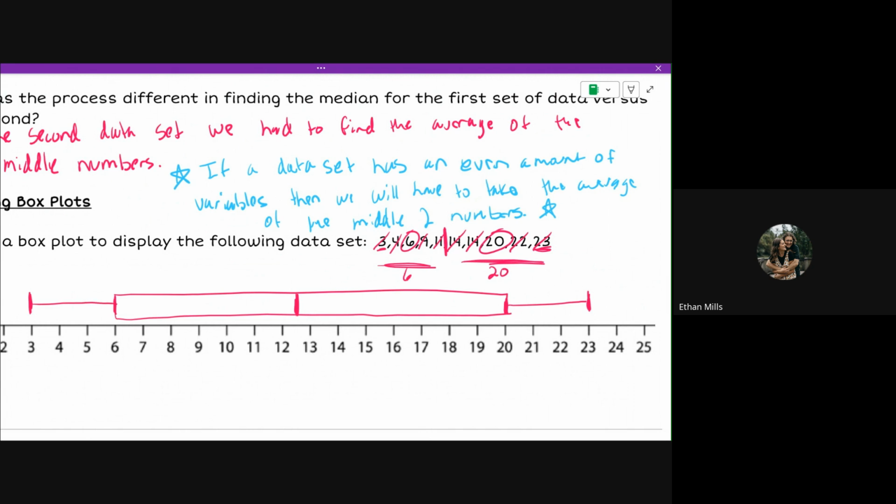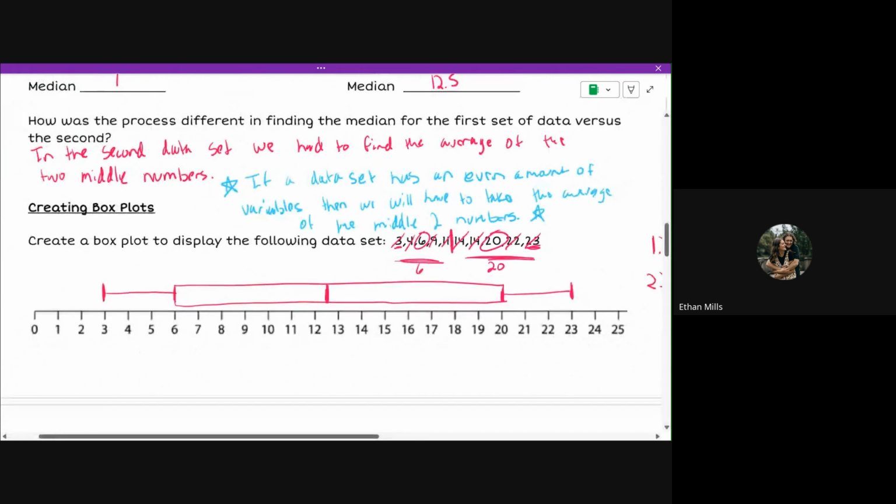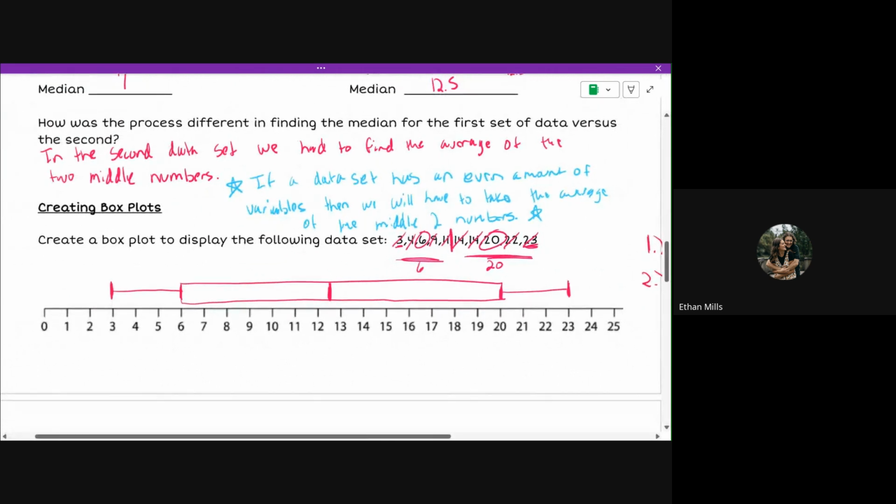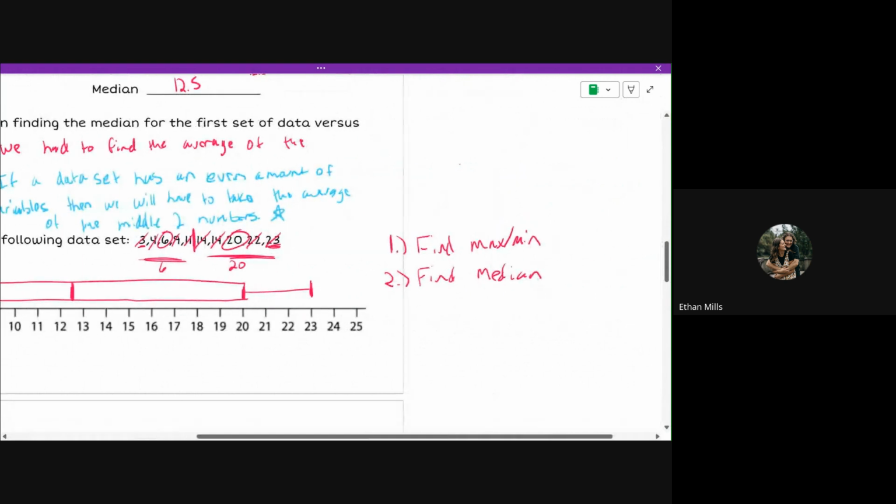Okay. So if you're still confused on that, I would watch it one more time. Rewind it, try it yourself, although we've done it a couple times now. And step 3 over here, forgot to write it down. Sorry, that's on me. But after we found the median, we found the upper and lower quartile. So those are the 3 steps that you need to make a box plot.